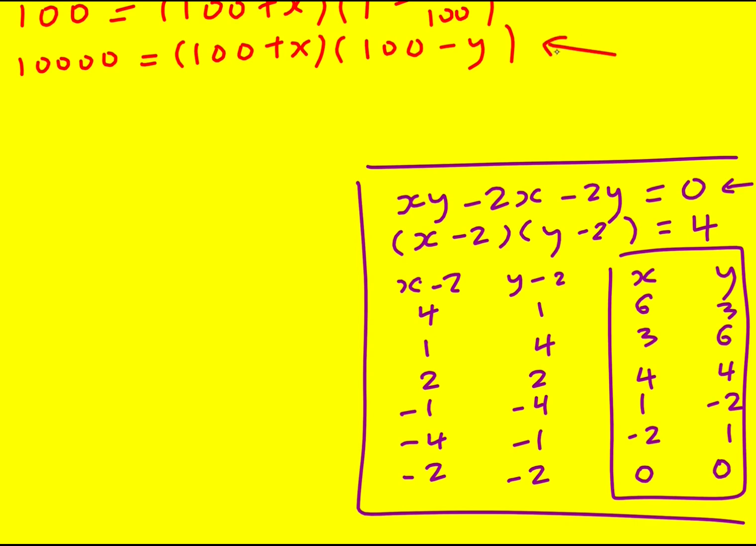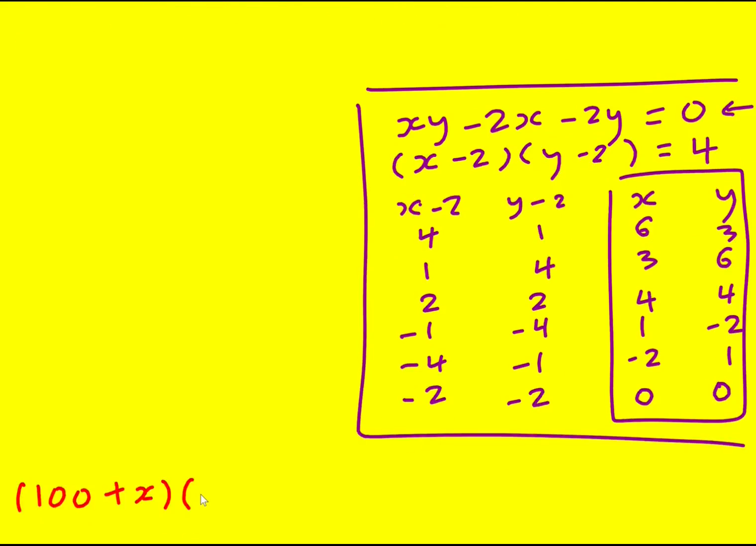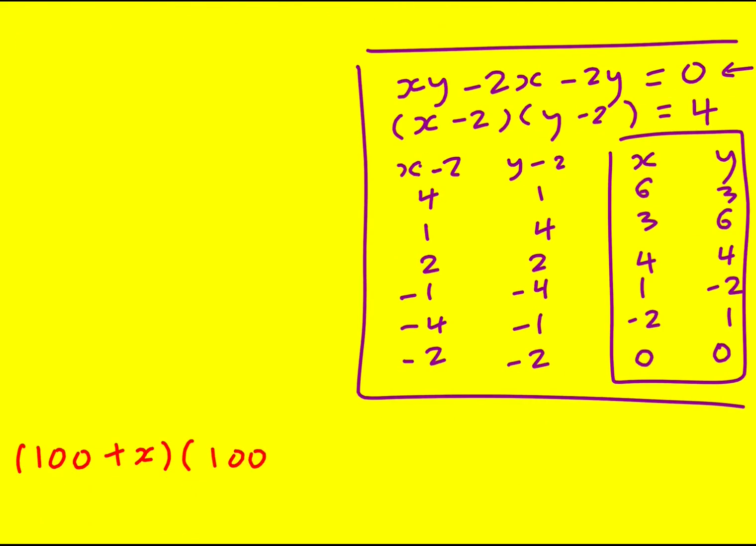Returning to this red equation here, it's actually already been factorized. So I just need to look at a similar sort of setup to what we did with the purple. I'm going to write it out again. So 100 plus x. I'm going to put this on the left-hand side now, and then 100 minus y is equal to 10,000.